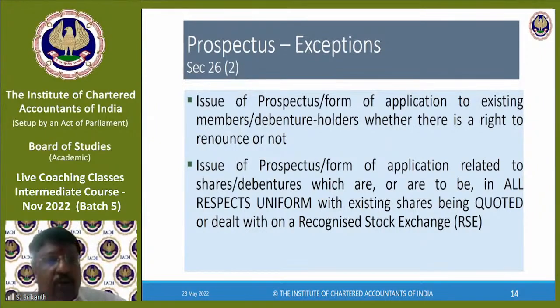MCA will control you. So in this case, MCA is telling you, you are a listed company, with existing shares quoted on the stock exchange. These new shares are similar to them, in all respects uniform. So don't come here. You go there, talk to SEBI and finish your matter. SEBI will control. So they say this section will not apply.